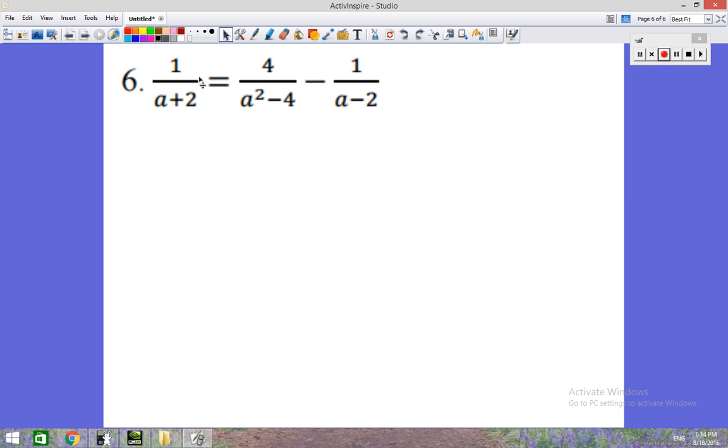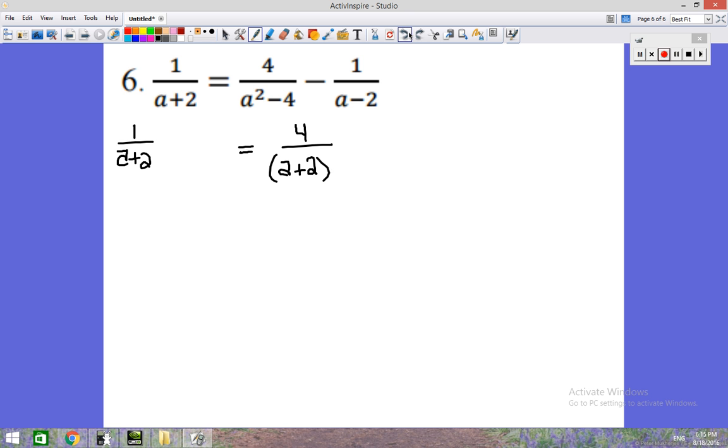Alright, so I have 3 terms. On the left hand side, I have a term with a denominator of a plus 2. On the right hand side, I have 2 terms, and maybe it's difficult to see what the factors of this denominator are and how I'm going to get a common denominator, so I need to factor that. So the left hand side, I'm going to leave it alone. And on the right hand side, I know that this factors, because it's a difference of squares, to a plus 2.